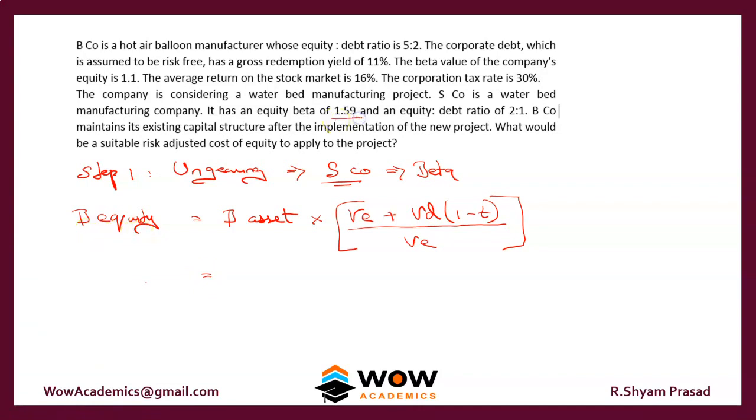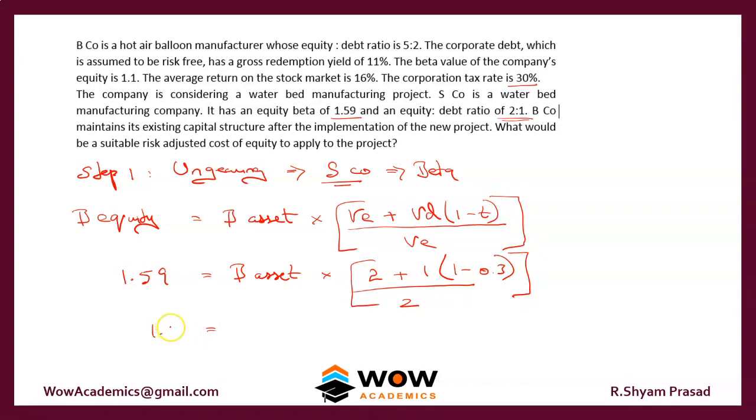So ESCO's equity beta is 1.59, equal to asset beta, that is the business risk that we don't know. We have to find out the value of equity. The value of equity is directly given in a proportion 2 is to 1. So 2 is the value of equity and VD is 1, this 1 into 1 minus T. T is 30%, so we'll minus the 0.3. This has to be first computed. So we'll work it out.